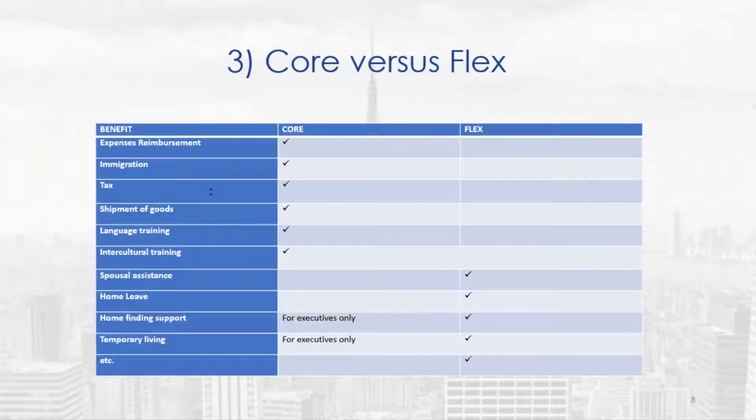I've added a table which illustrates the allocation between core and flex. So here I propose to include in core the expense reimbursement, the immigration, tax, shipment of goods, language training, intercultural training. And I've put into flex the spousal assistance, the home leave, home finding support, temporary living. However, I've actually said, well, maybe for executives, we need to include the home finding support and the temporary living. We can discuss also the spousal assistance, which is usually a tough one.